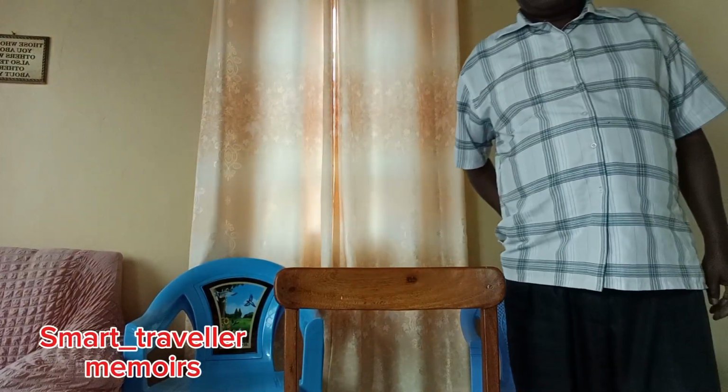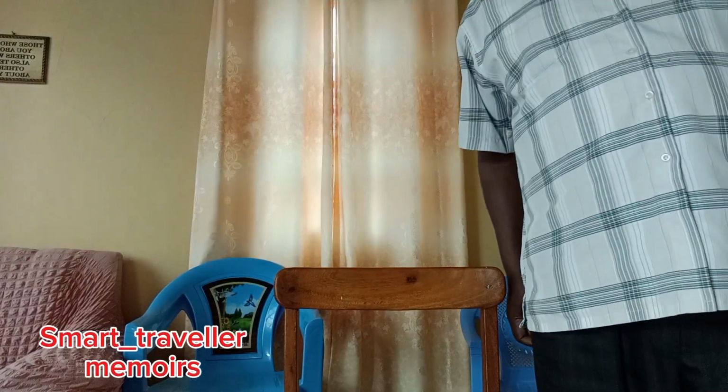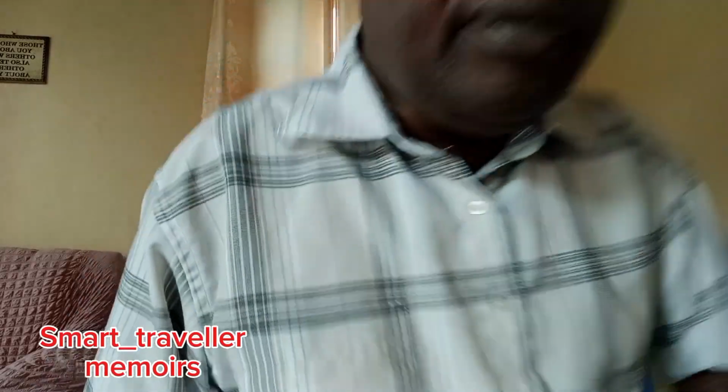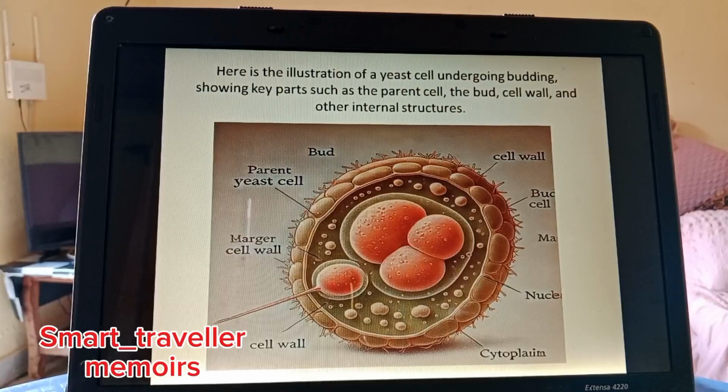So, here is the illustration of a yeast cell undergoing budding, showing key parts such as the parent cell, the bud, the cell wall, and other internal structures. Remember, yeast is a living organism.